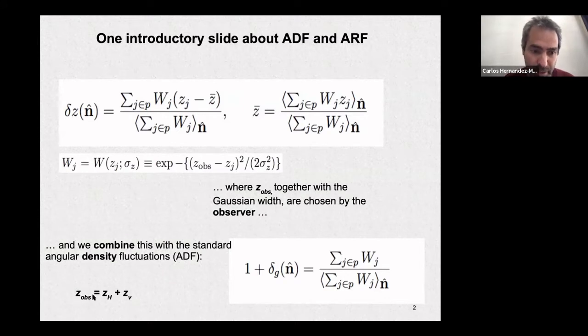Here I'm assuming that the observed redshift is given by the Hubble redshift, the Hubble flow, plus some peculiar velocity redshift, which is where most of the cosmological information is coming from.